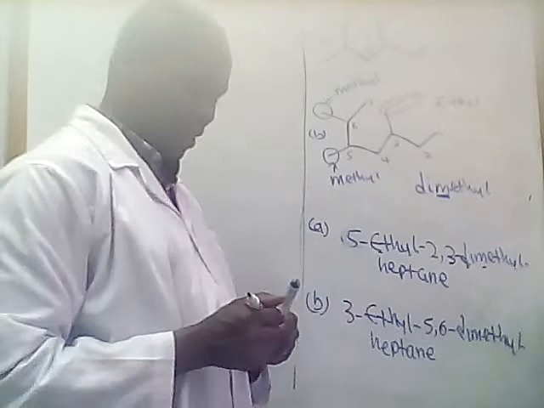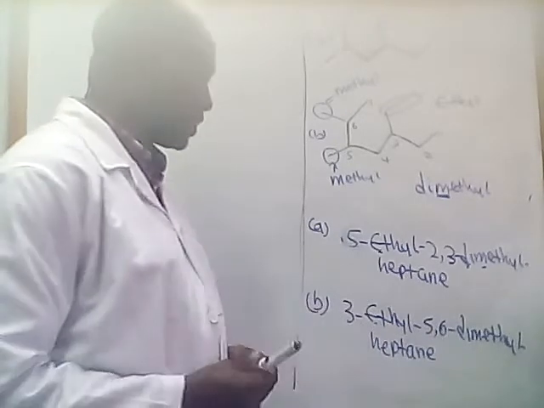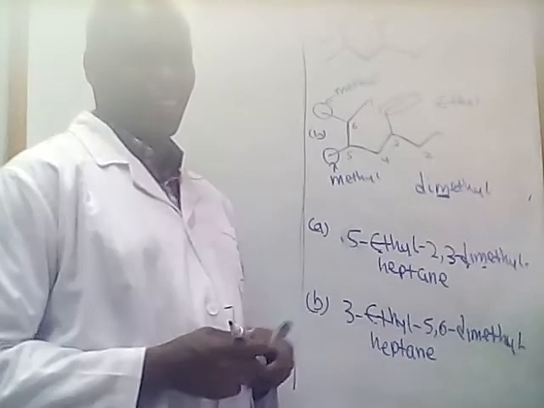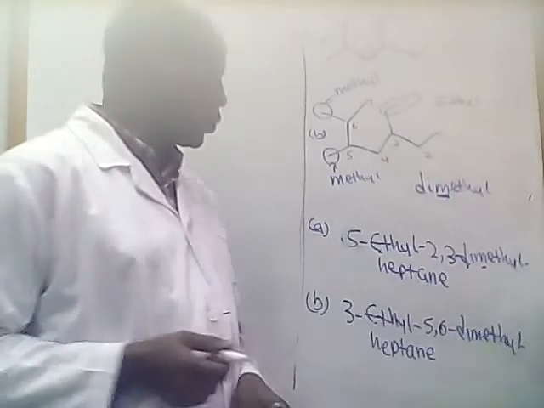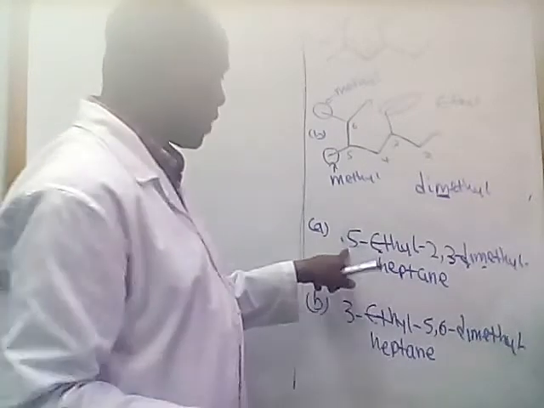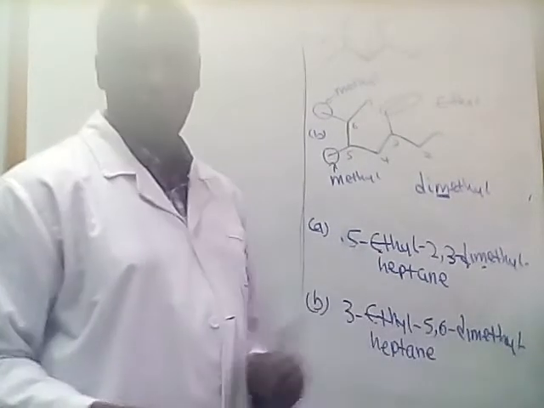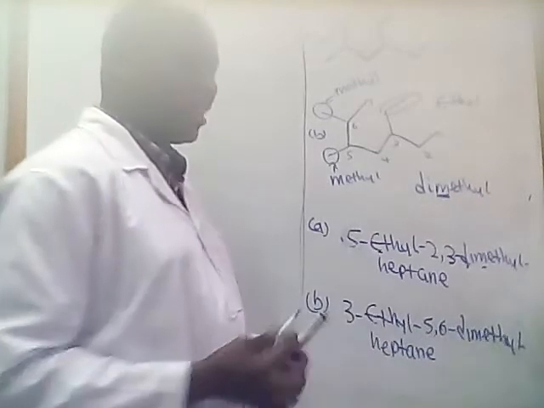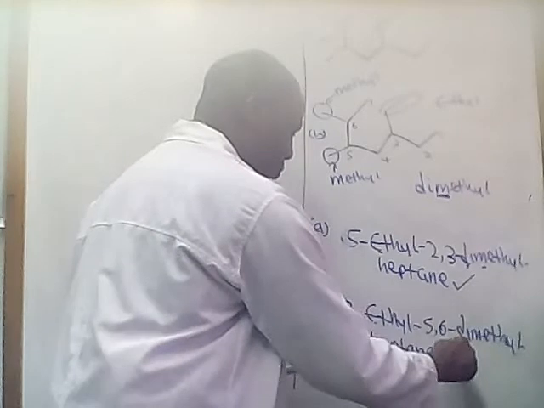Now there is another rule, and that is to keep the total number of the substituents low. To know whether it is low, the best way is to see the total sum of the numbers before the substituents. Like this is 5, and this is 2, 3. If you add 2 plus 3 plus 5, that comes to 10. But if I add 3 plus 5 plus 6, this comes to 14. So this one gives the total number of the substituents low, and this is preferred to that.